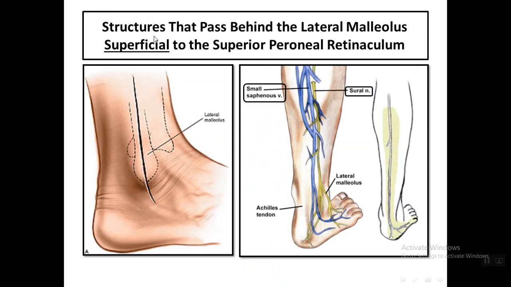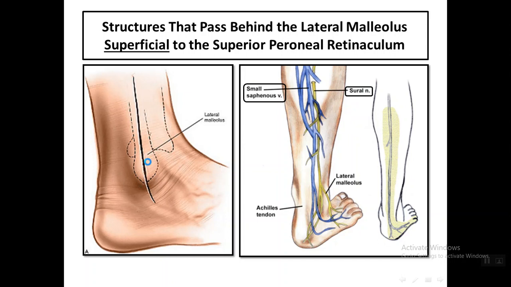Next, we have the structures that pass behind the lateral malleolus. This is the lateral malleolus of the fibula. They pass superficial to the superior peroneal reticulum. هاي الستركشر اللي هي pass superficial to the superior peroneal reticulum مثل ما قاعد نشوف بهاي الصورة هي small saphenous vein with the sural nerve. Small saphenous vein with the sural nerve, they will pass superficial to the superior peroneal reticulum behind the lateral malleolus of the fibula.